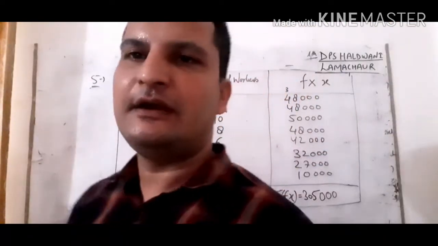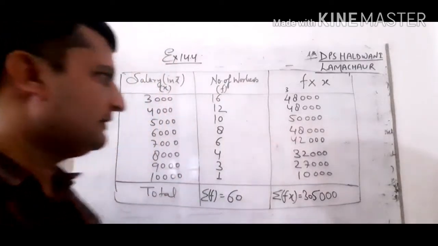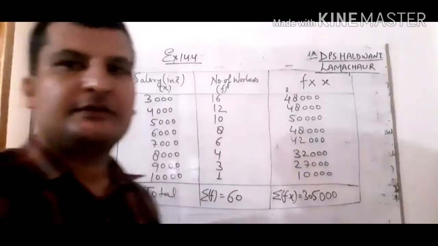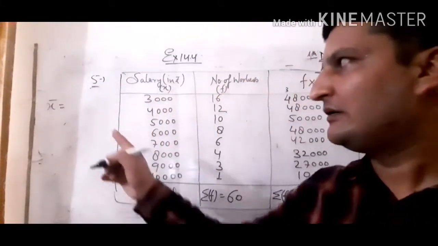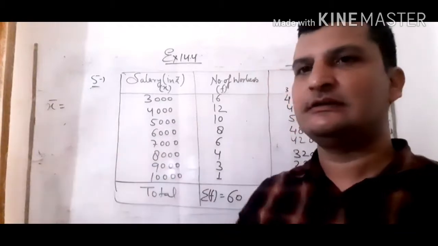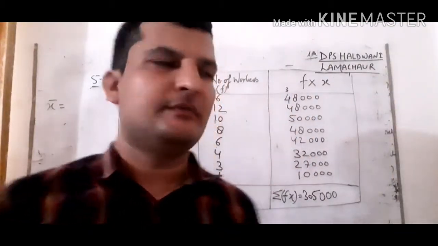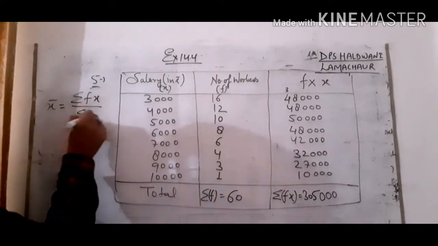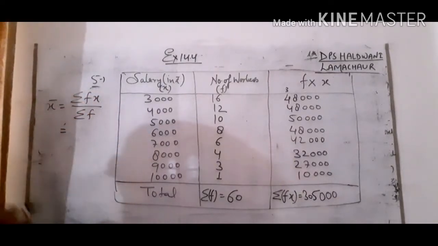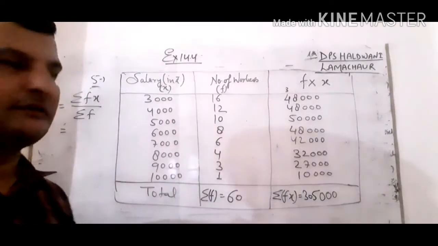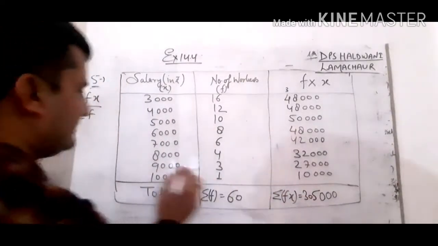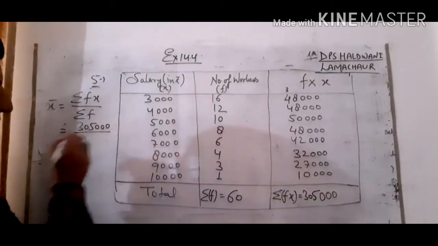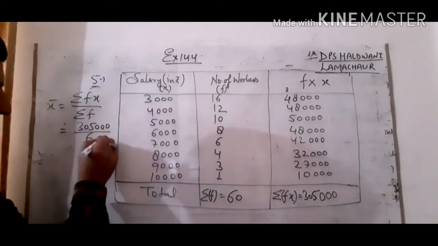Now, students, we have to find the mean of this data. How can we find the mean? X bar is the sign of mean. We can write it as x bar also, students. X bar means the mean of this data. So first we write the formula: sigma fx upon sigma f. Now, students, what is the value of sigma fx? It is 305000 upon sigma f, which is 60.